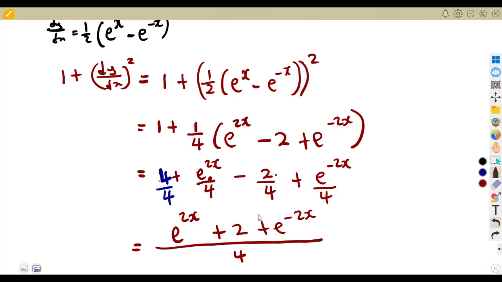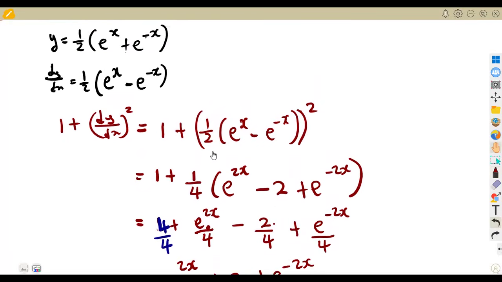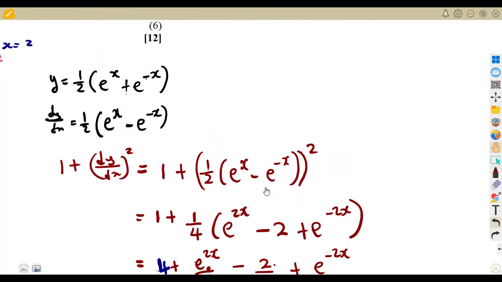All right, as if this is not enough, because if we check properly here, I want us to be careful. On this part here, I want us to be careful here. e to the exponent of x minus e to the exponent of minus x squared.